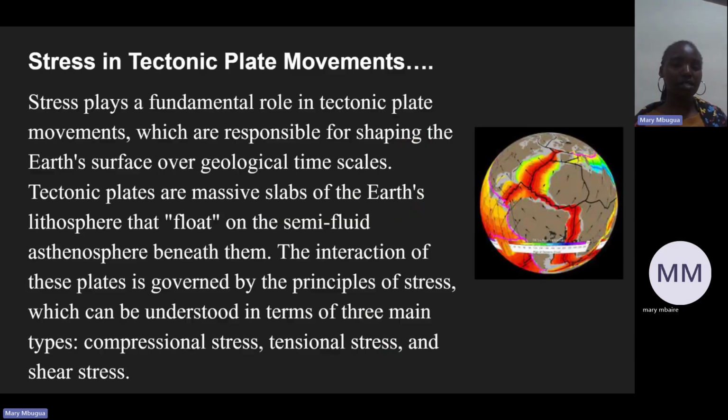Stress contributes a lot to tectonic plate movements, which are responsible for shaping Earth's surface over geological timescales. These movements of tectonic plates can happen over millions of years, as we shall see in the formation of the Sierra Nevada mountain range. And these tectonic plates are basically just massive slabs of the Earth's lithosphere that float on the semi-fluid asthenosphere beneath them.